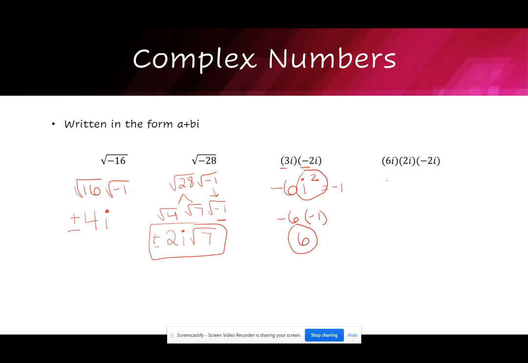6i times 2i times -2i: 12i squared times -2i. Or you could multiply it all out at once. 6 times 2 times negative 2 is negative 24i cubed. Now i cubed is i squared times i, and i squared is negative 1. So negative 24 times negative 1 times i, so 24i. So you should never have more than one i in your answer. Like, it shouldn't be i to the fourth because that can be simplified.